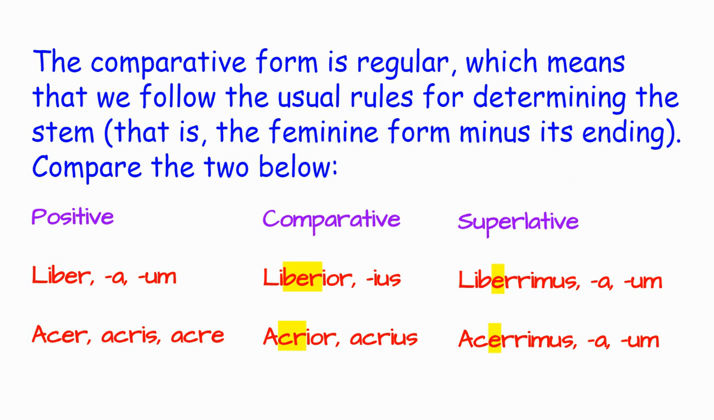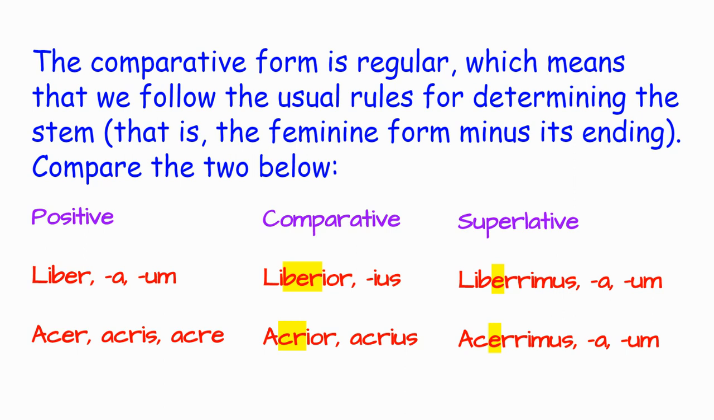Look at acer, acris, acre. Again, the stem comes from the feminine, acris. We lose the E. So in the comparative, acrior is sharper, or acrius if it's neuter. That's unpronounceable in the superlative. So we go back to that nominative singular form and put the E back in, acerrimus, a, um. We need to have a vowel sound in there.